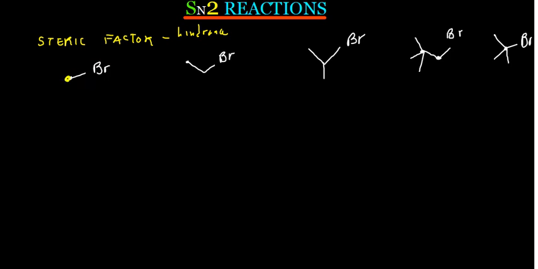Now consider the carbon which is bonded to the bromine in the second one, this one. It is bonded to another carbon which has three hydrogens, and it also has two hydrogens. So for you to attack from behind, where the bromine is, there is this carbon offering hindrance, and so the steric factor is a bit higher.